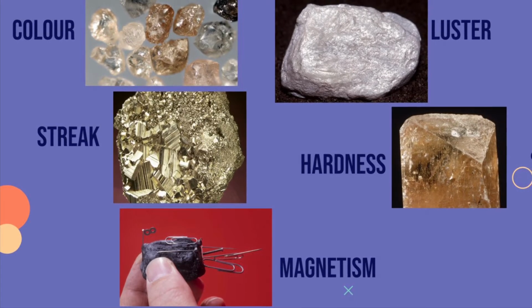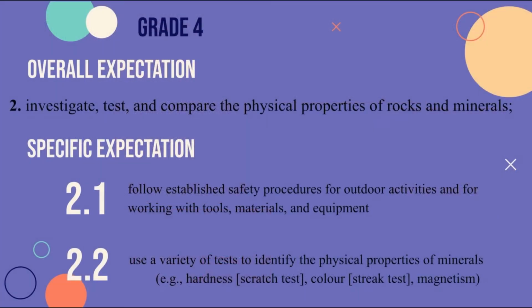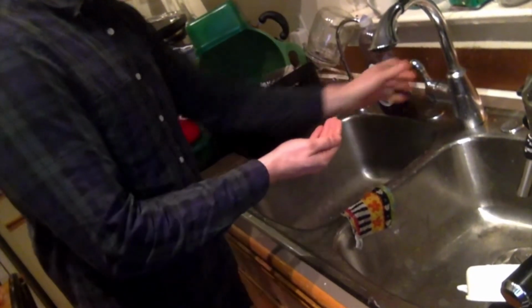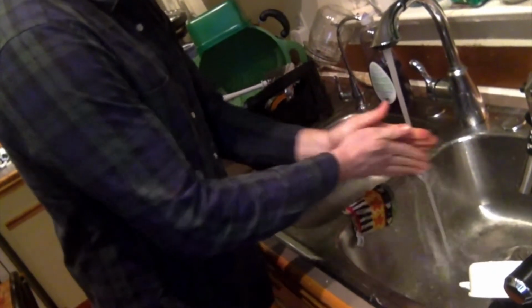This demonstration is suitable for grade 4 students and will look at specific expectations 2.1 and 2.2 in the Ontario curriculum. Students will be expected to use scratch and streak test materials for the purposes for which they're intended, and understand that when working outdoors, they need to leave the site as it was found.